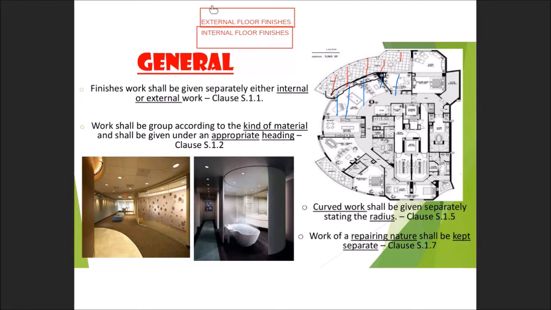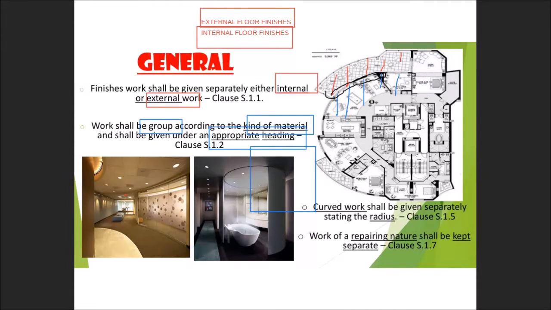After you identify the first rule, based on the location, internal or external, then only you go to the second principle. It shall be grouped together according to kind of material under an appropriate heading. What is the meaning of appropriate heading? That means when you have ceramic tiles, you have to finish all ceramic tile into one category. When you have another category of carpet, then you group together under the carpet. But still, this is under the second category.